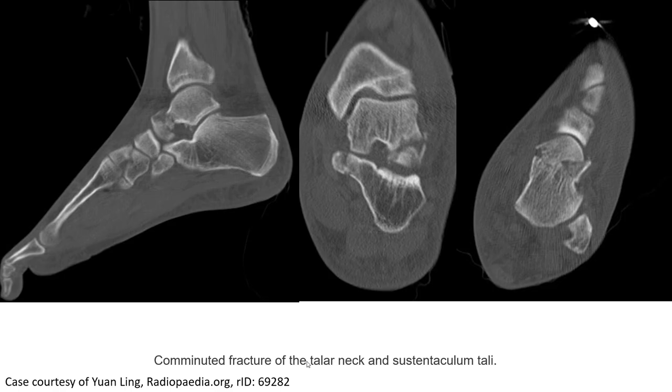This is another example of the talus neck fracture on the CT, in which we can see a few fragmentations of the talus and subtalar joint. Thank you.